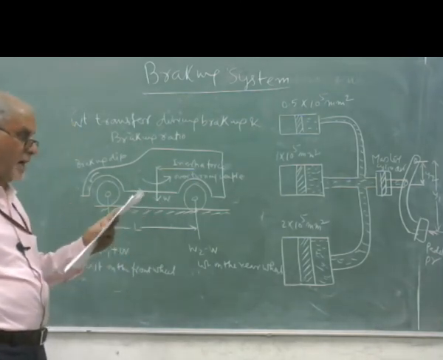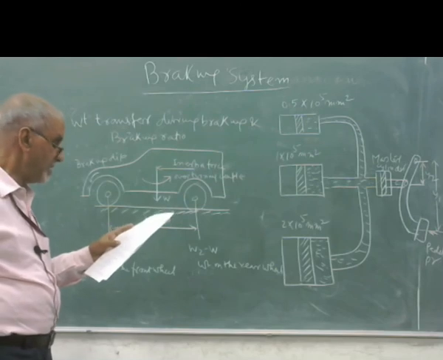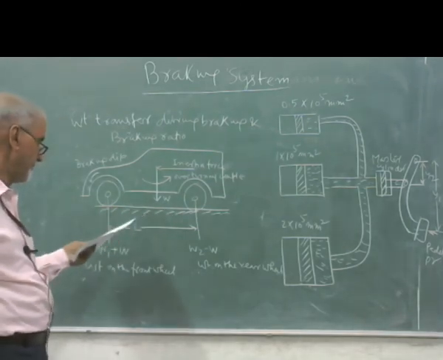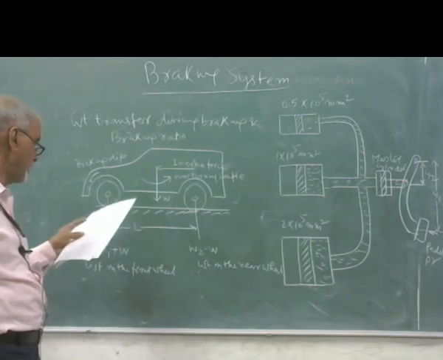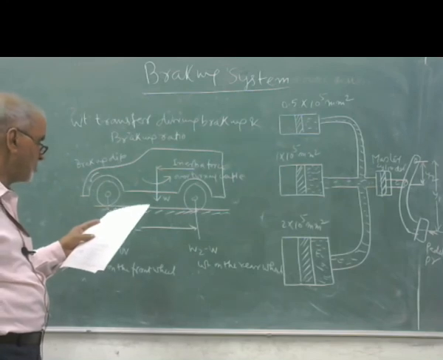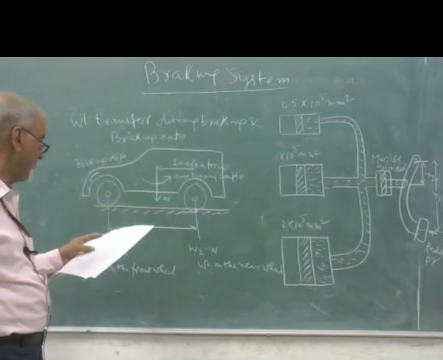When the wheels are braked, there is a change in the distribution of the weight between the rear and front wheel. Of course, you are seeing from here, there is a change in the distribution of the load. This change of weight from rear wheel to front wheel is proportional to the rate of deceleration.